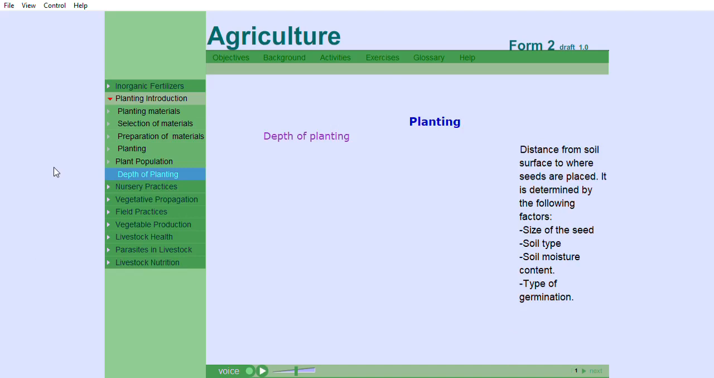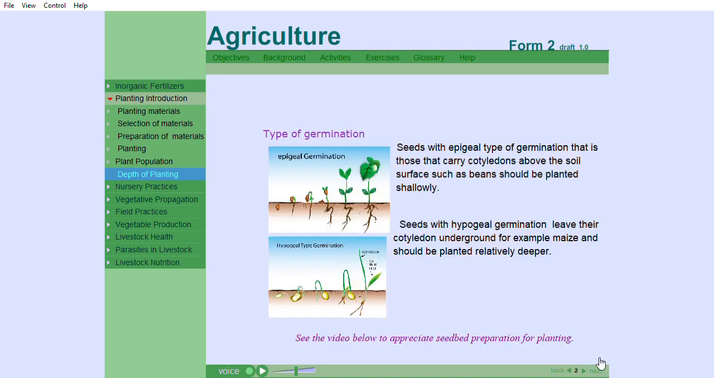Depth of planting. Distance from soil surface to where seeds are placed. It is determined by the following factors: size of the seed, soil type, soil moisture content, and type of germination. Type of germination. Seeds with epigeal type of germination, that is, those that carry cotyledons above the soil surface, such as beans, should be planted shallowly, while in hypogeal germination, that is, those that leave their cotyledons underground, for example maize, should be planted relatively deeper.